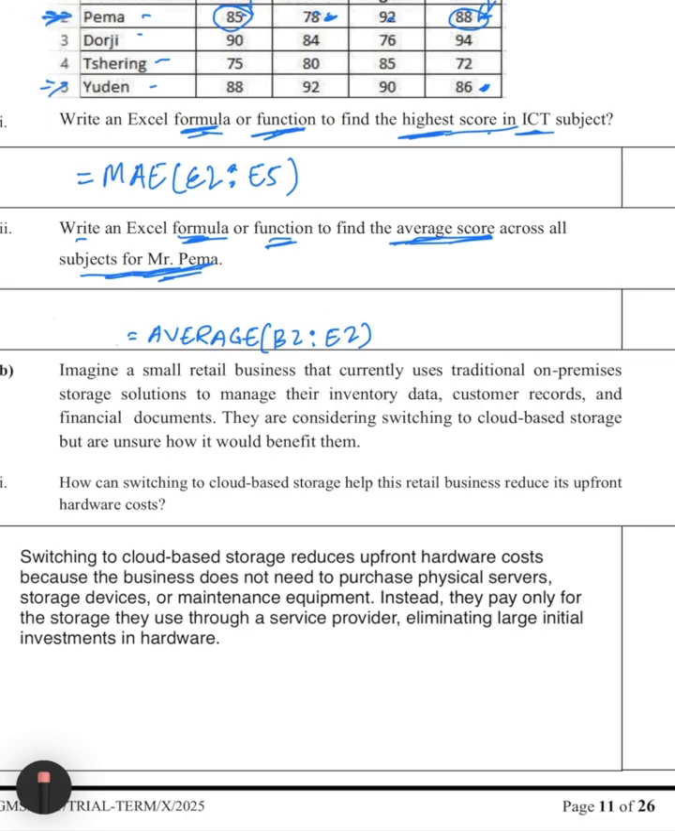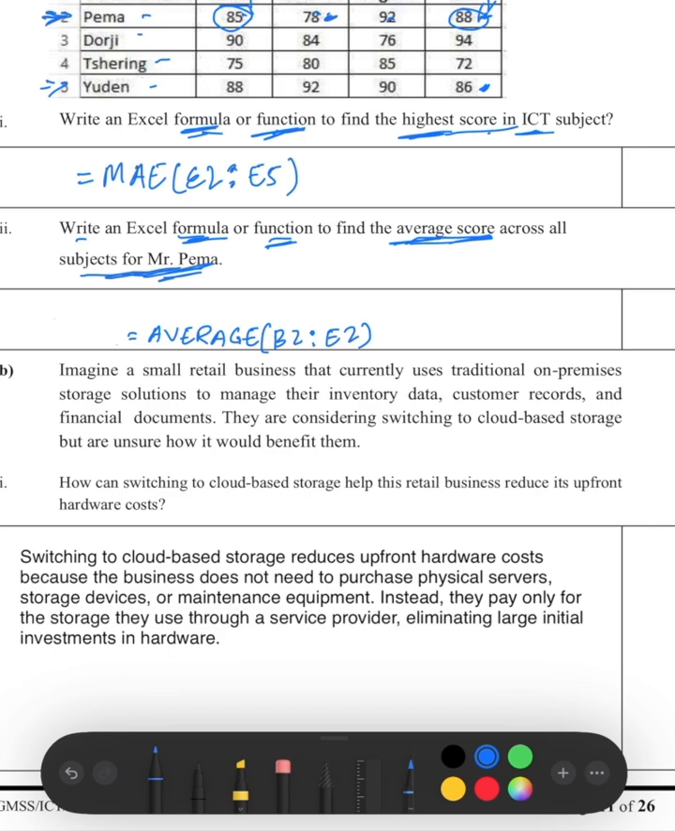Imagine a small retail business that currently uses a traditional on-premise storage solution to manage their inventory data. On-premise means on place, customer record and financial document. They are considering switching to cloud-based storage, but they are unsure how it would benefit them. So they are using the storage, the traditional way of maybe storing on the hard disks or hard drive like that, but now they heard about maybe cloud-based storage, so they want to upgrade to that.